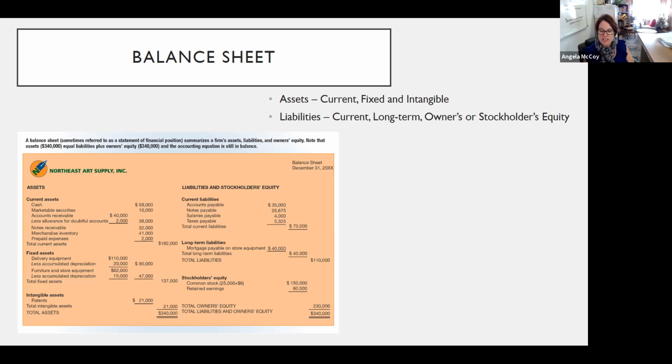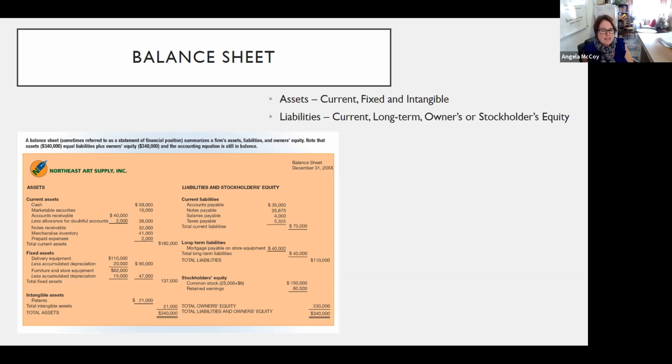The firm's notes receivable are receivables for which customers have signed promissory notes. They are generally repaid over a longer period of time than accounts receivable. Then you have merchandise inventory, and that represents the value of goods on hand for sale to customers. Prepaid expenses are assets that have been paid in advance but have not yet been used. As shown in this figure, current assets equals $182,000. So right here, if you follow my cursor, total current assets, and here you have that $182,000.